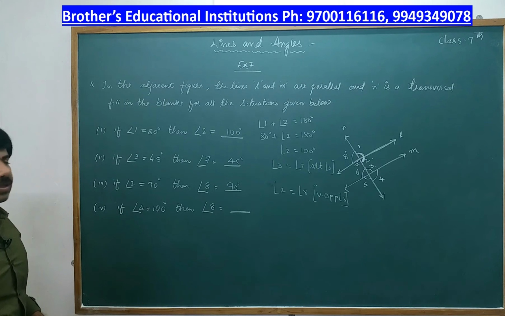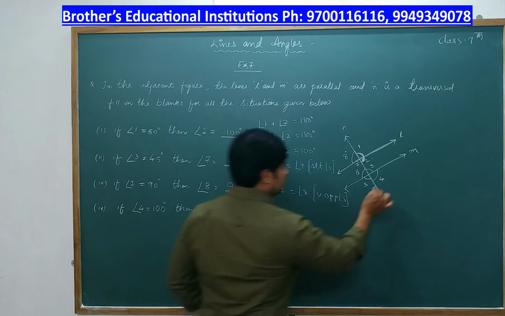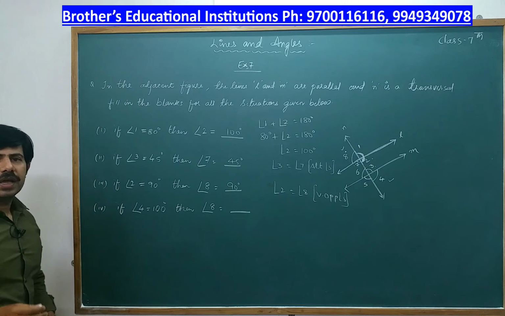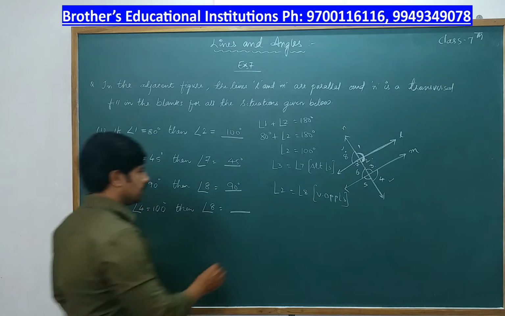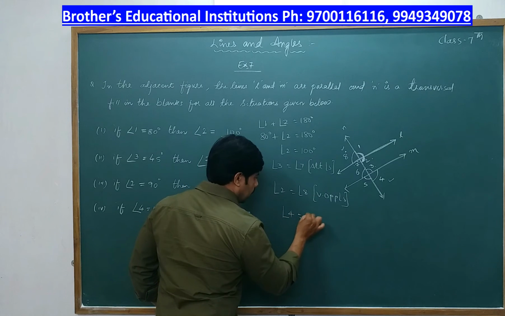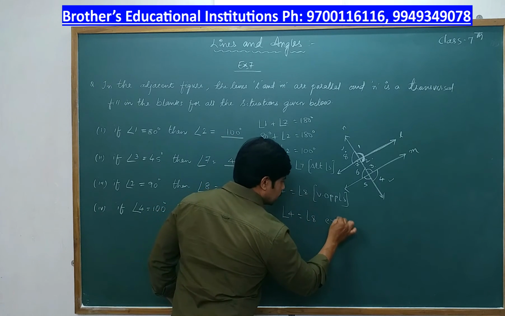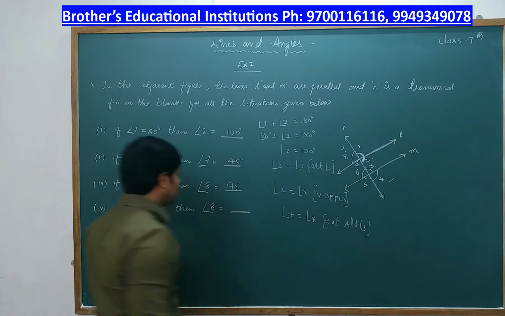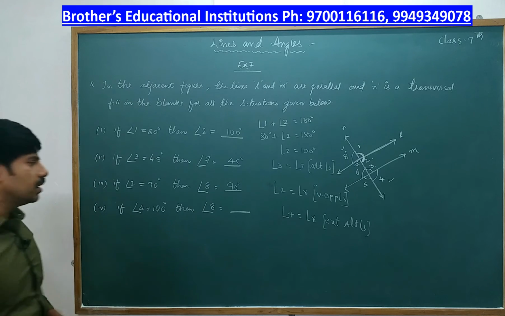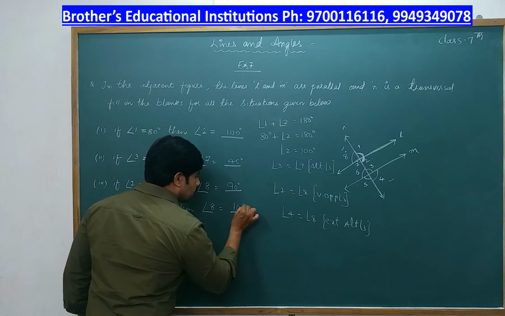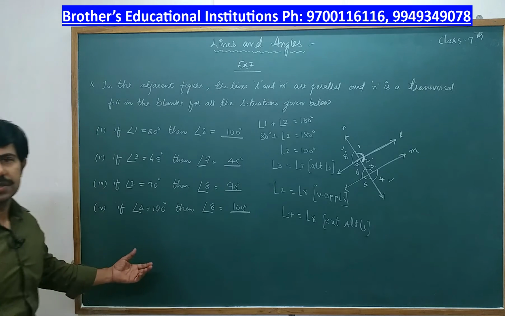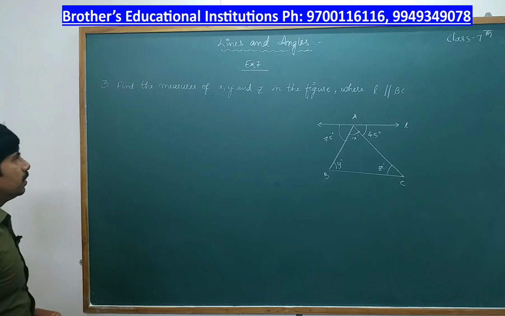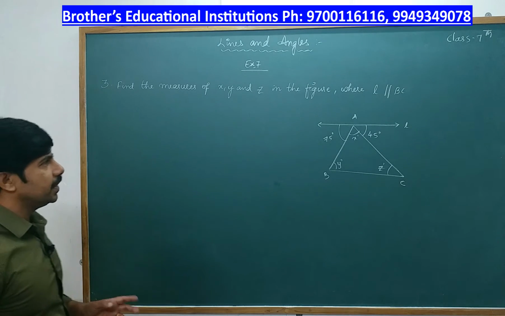Okay, now angle 4 is 100 degrees. You have to find out angle 8. So angle 4 is 100, you have to find out angle 8. Angle 4 and angle 8 are exterior alternate angles. So what is angle 8? Angle 8 is nothing but 100 degrees. Okay, so these are the reasons we have given. This is completed.